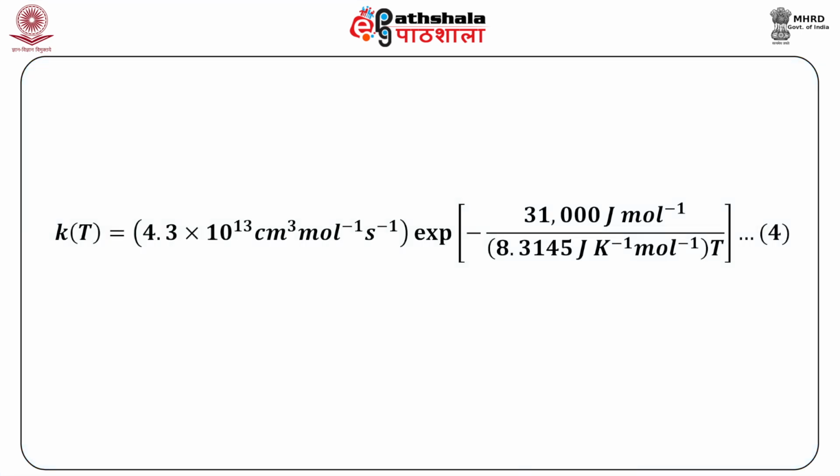In 1965, M. Karplus, R. N. Porter and R. D. Sharma found a large number of trajectories for the H plus H2 reaction and observed that their results could be written in the form of the following Arrhenius type equation, which is shown in equation 4.